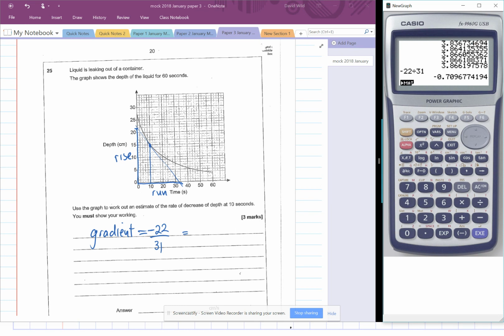Minus 0.71. That's 2 decimal places. There will be a little bit of tolerance for getting that straight line and that gradient correct.